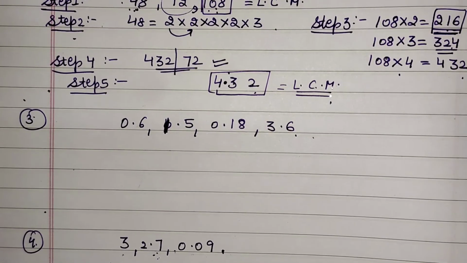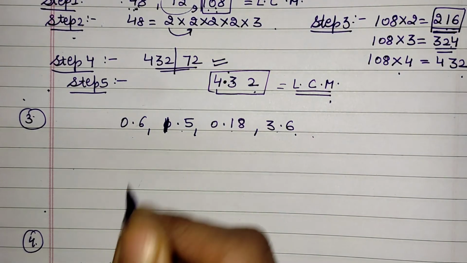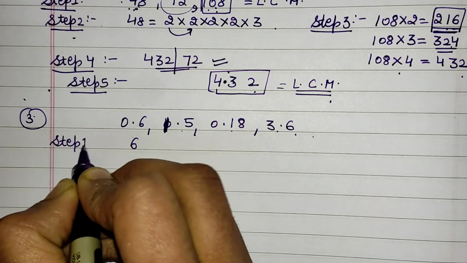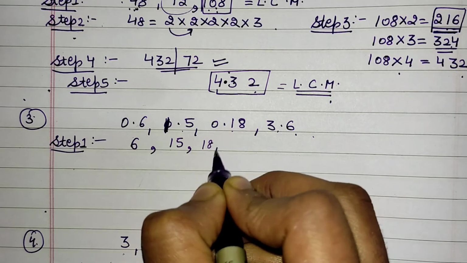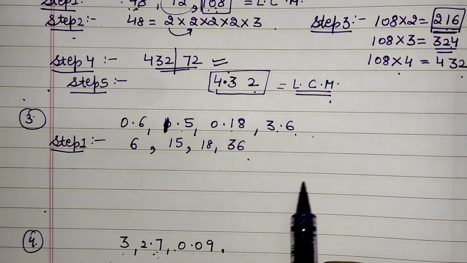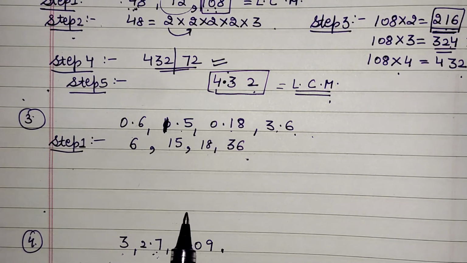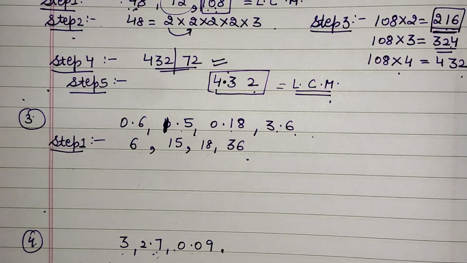Okay. Moving to the next question. The next question is again related to decimals only. So the first step is that I will write down all the values as simple numbers without the decimal. Wherever the decimal point is, you just remove it. So I will get 6, 15, 18 and 36.